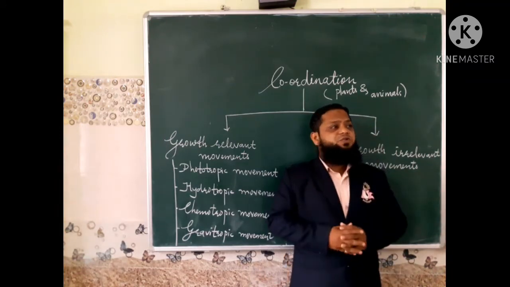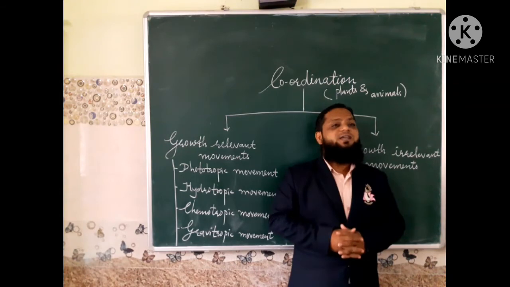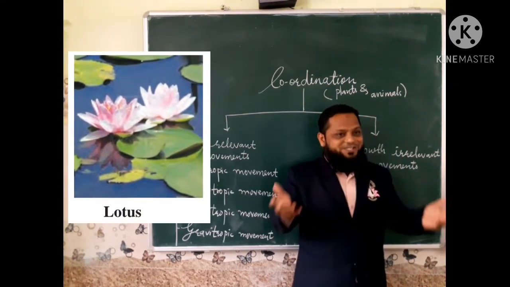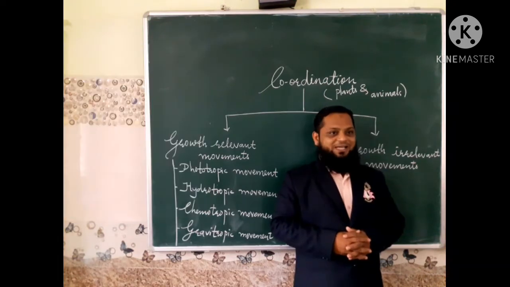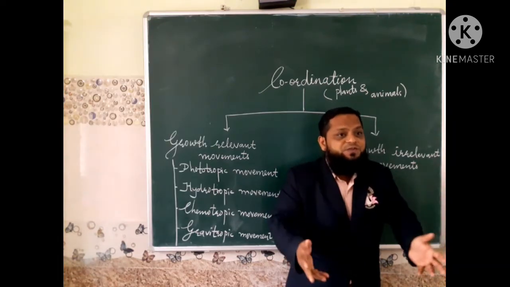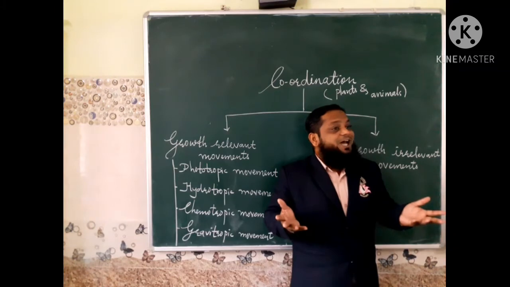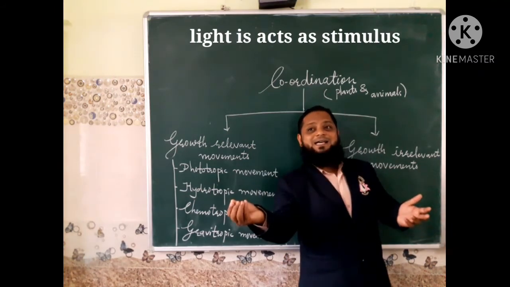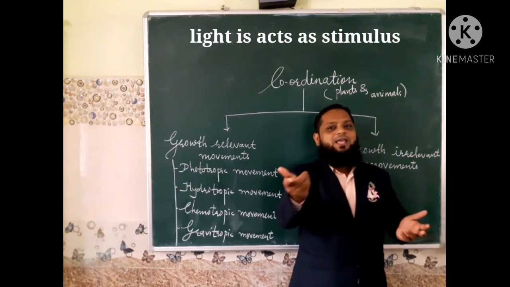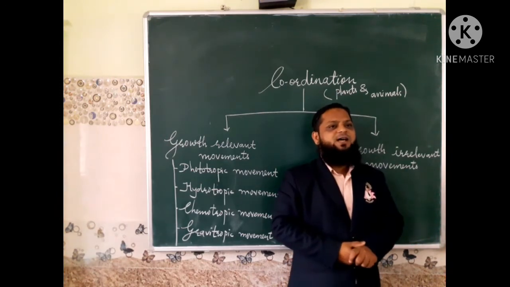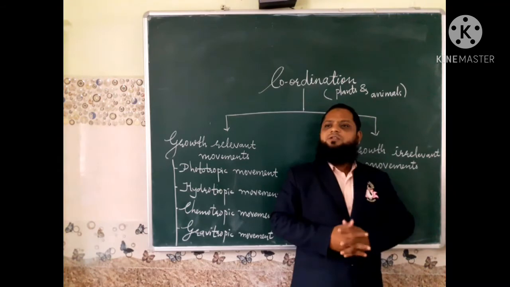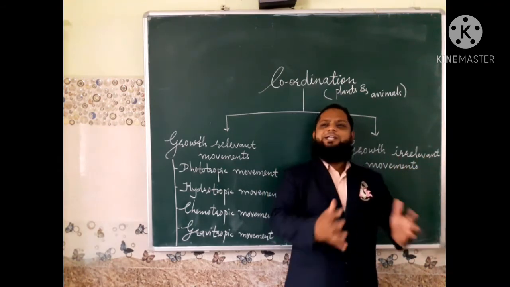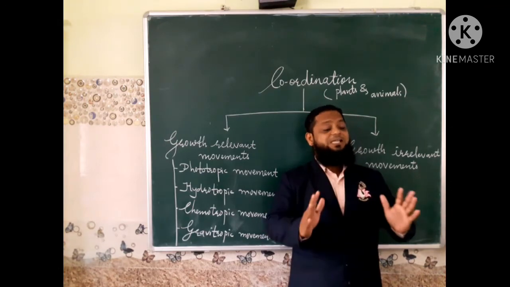As a second example, you may consider here that the lotus flower opens during daytime while the tuberose flower opens at night. So here light acts as a stimulus. So dear children, this is all about coordination in plants. Plants also coordinate. I hope it's clear to you.